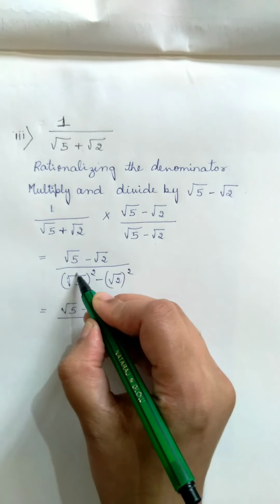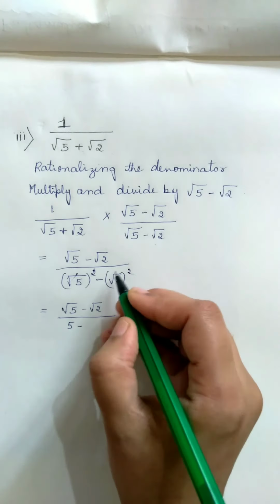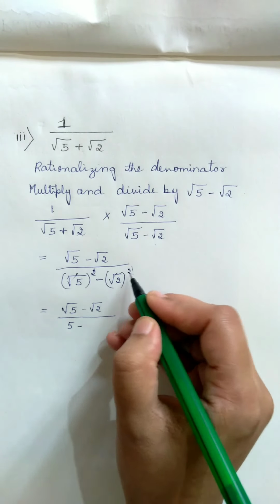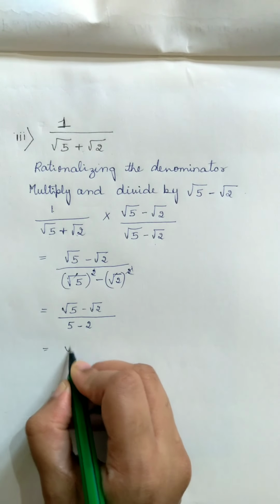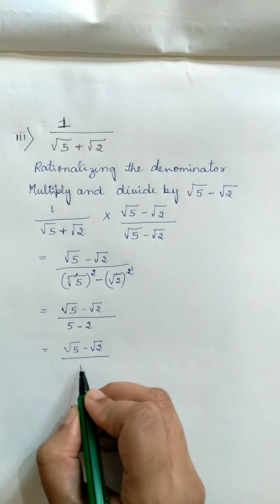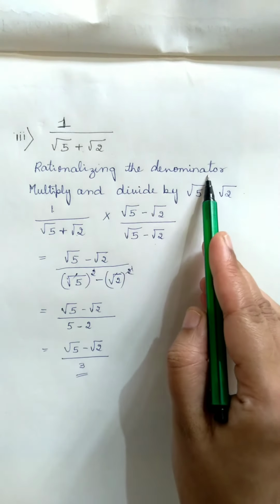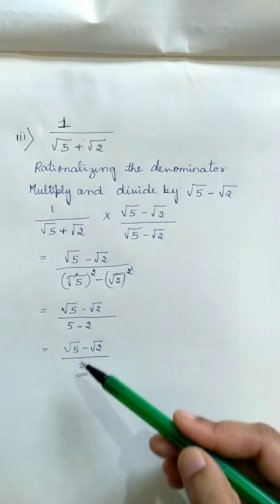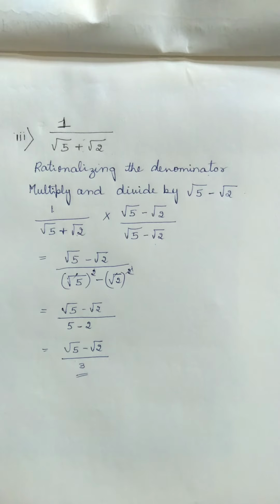So, in the next step, root 5 minus root 2 divided by, in the denominator we have root 5 whole square. Therefore, the square root and square cancel. The remaining value is 5 minus root 2 whole square, the square root and square cancel. The remaining value is 2. Therefore, root 5 minus root 2 divided by 5 minus 2, which is 3. So the solution of this problem using the rationalizing the denominator concept will be root 5 minus root 2 by 3.